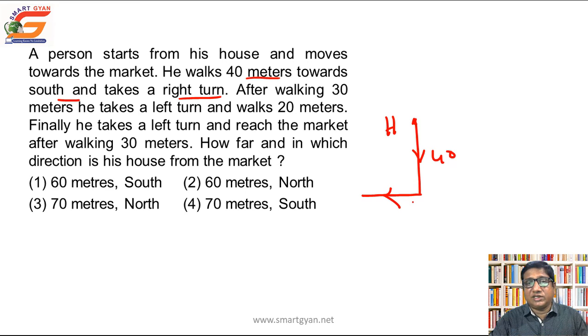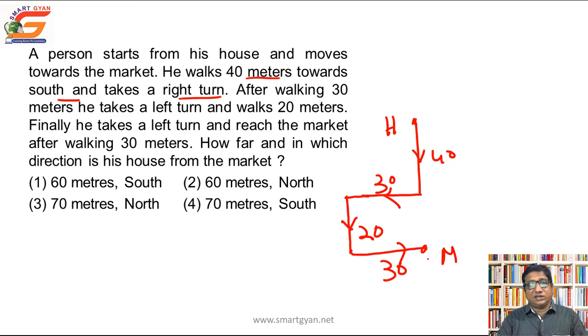After walking 30 meters, he takes a left turn and walks 20 meters. Finally, he takes a left turn and reaches the market after walking 30 meters. So, this is also 30 meters. How far and in which direction is his house from the market? Here is the market and the house is here. Then this is 30. So, this is 30.